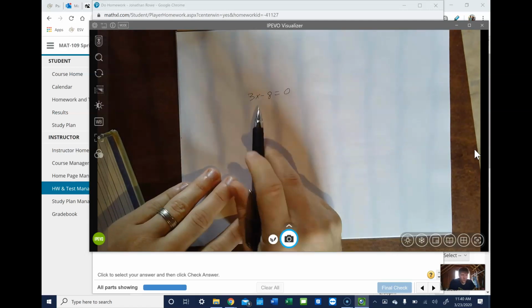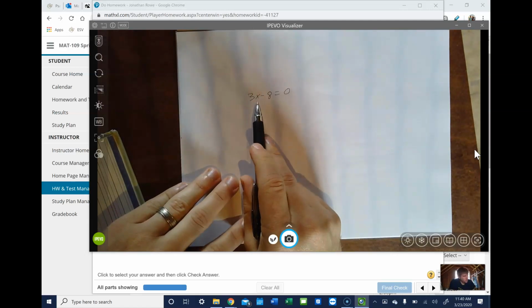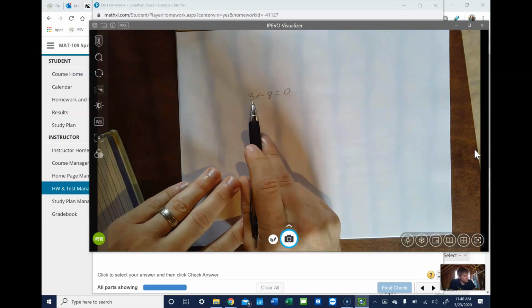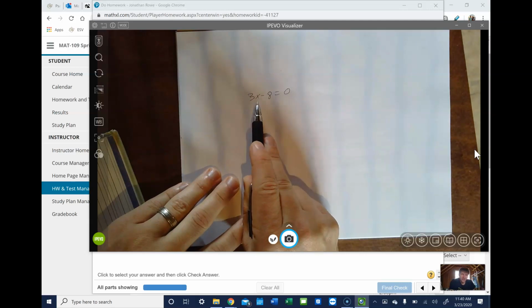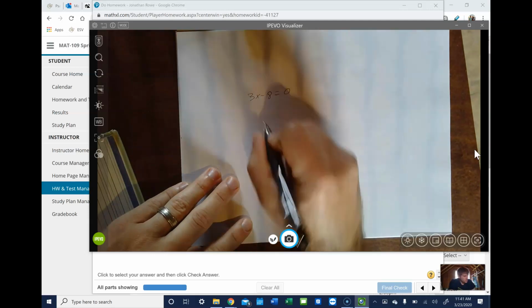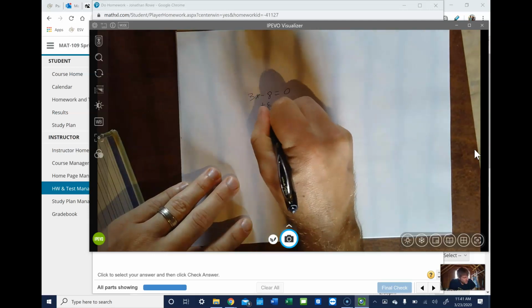To solve for a variable means to get that variable by itself, which means we have to get these other numbers that are on the same side of the equation with that x. We got to move them away from the x, so that x will be by itself, and then we'll know what x is equal to. To get rid of these numbers, you have to do the opposite of what they're doing. So to get rid of a minus 8, we're going to add 8. So I'm going to add 8 to both sides.